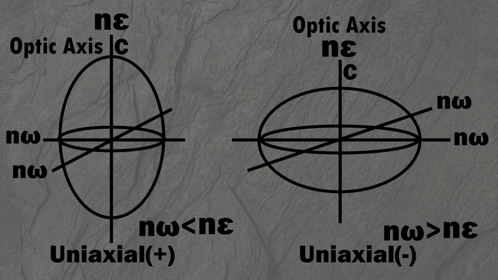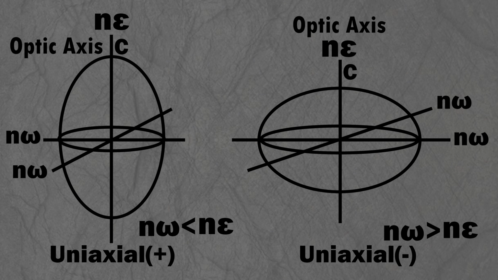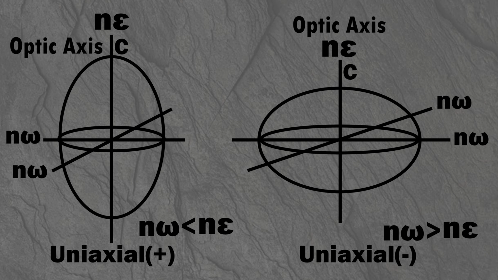As you can see, uniaxial minerals have two different indicatrices. Notice the extraordinary ray vibrates vertically along the C crystallographic axis, and this is the same direction of the optic axis, so no double refraction occurs along C.